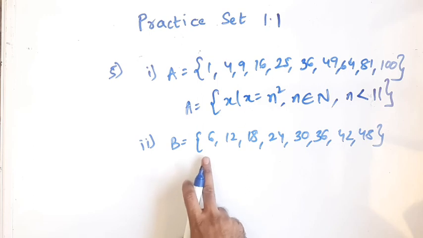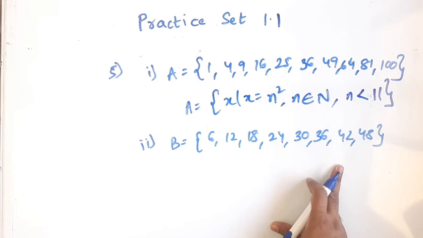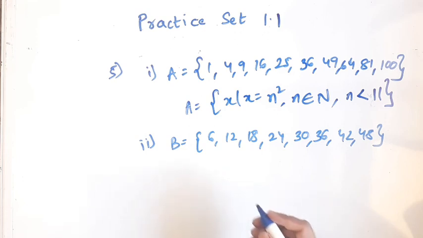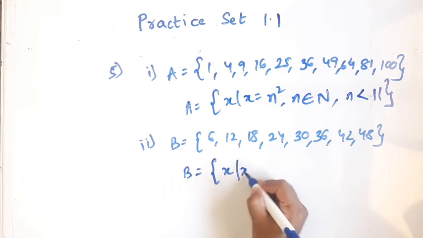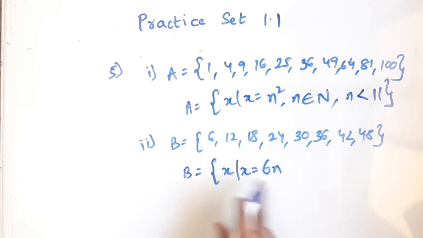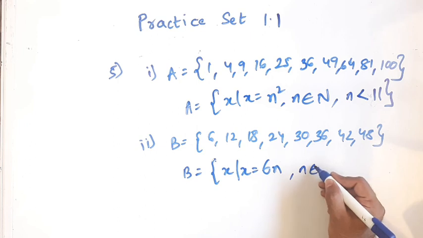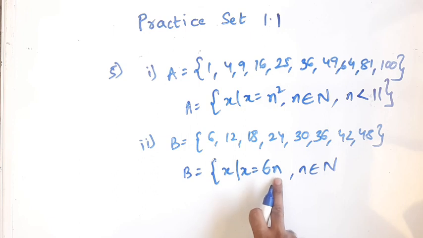Okay, second one is 6, 12, 18. You can clearly see these are the multiples of 6. Okay, they are the multiples of 6. So you will write B equals to set of all x such that x equals to 6 times n, 6n. This is 6 1s are, 6 2s are, 6 3s are. Okay, n belongs to natural number. They are set of natural number. 6 multiplied to natural number, 6 1s, 6 2s, 6 3s, 6 4s.